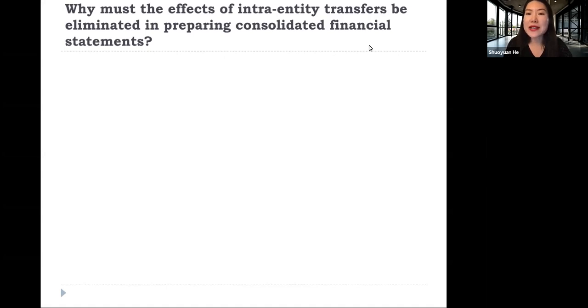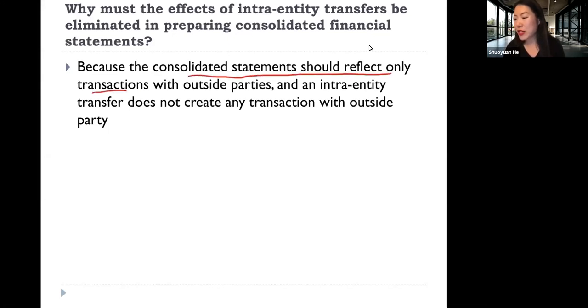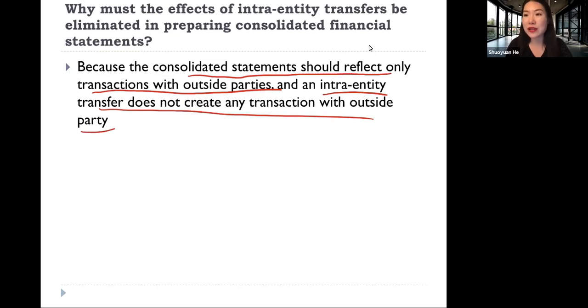So in preparing consolidated financial statements, if there's any case of intra-entity transfer, we need to eliminate it. And why? The reason is basically, can you recognize any sales or profit if you are just buying or selling to yourself? If you are just doing a transaction from within yourself, do you think you can recognize anything? The answer is no. Because the consolidated statement should reflect only transactions with outside parties, and intra-entity transfer does not create any transaction with an outside party. That's why we need to eliminate those.